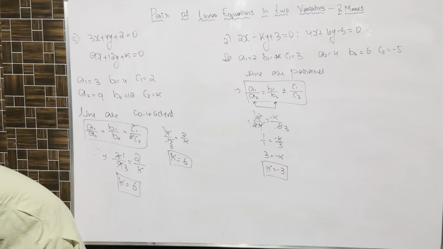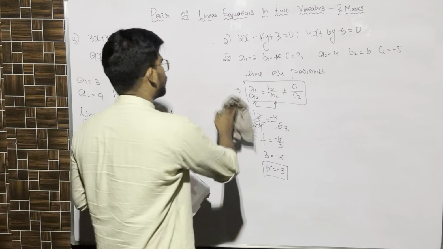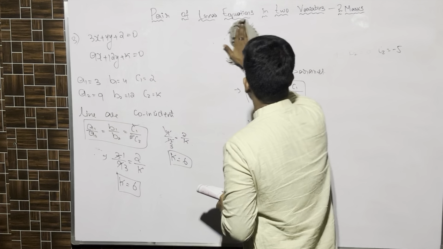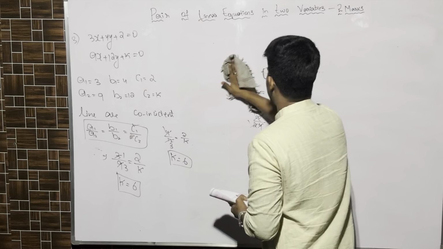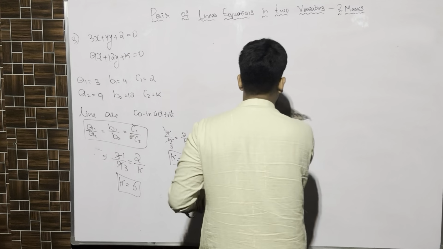Clear? Last question from this set of questions. This question type, with the unknown value k or p, is very important. For 2 marks, these kinds of questions will be asked.